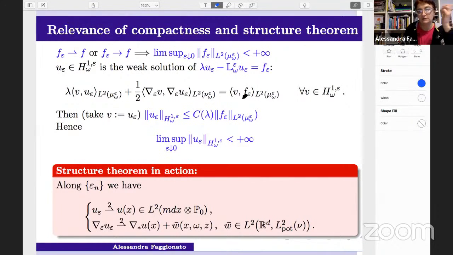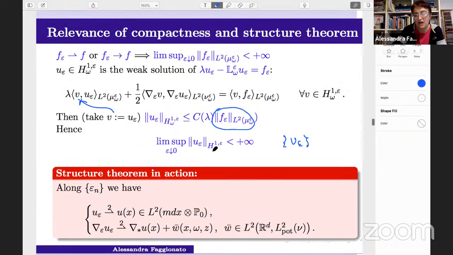Now if you use the weak formulation of the massive Poisson equation, taking as function v exactly your solution u epsilon, you can bound the H1 norm of u epsilon in terms of the H2 norm of f epsilon. You simply have to use the Schwarz inequality multiple times. Since these norms are asymptotically bounded when epsilon goes to 0, the solutions u epsilon are a family of functions asymptotically bounded in H1. Therefore, one can use the compactness structure theorem I gave before.